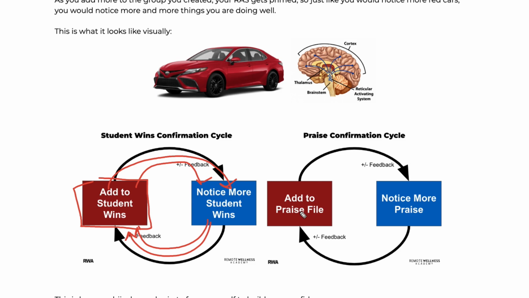And then on the individual level, as you add to the praise file, even the smallest, microscopic, tiniest thing, well, guess what? Your RAS has now gotten primed to notice things that you are doing well. You're starting to notice the things that you are actually worthy of, right? And so all of a sudden you notice even more praise. Hey, I am actually a credible human being. Hey, I am actually a worthy human being. Hey, I'm actually not a terrible scum of the earth that people have told me in my head that I am.